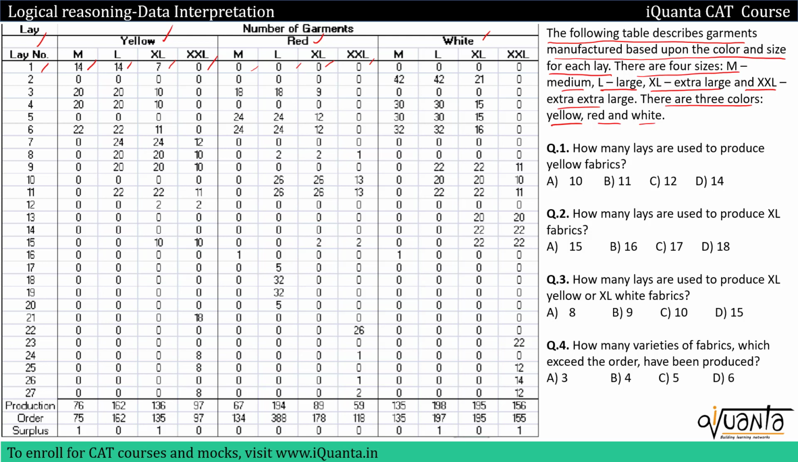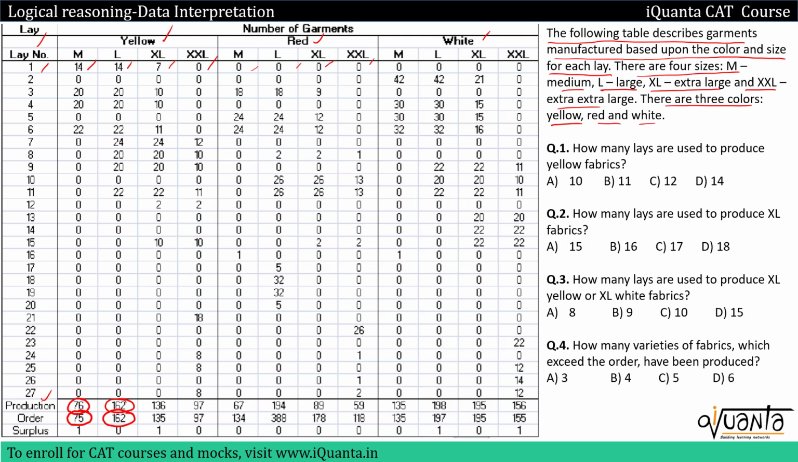Now at the bottom we have the total production. That means total these many, how much? 76 medium sized yellow garments, then 162 large size yellow garments, and similarly for the rest of the colors. We have also been given the ordered number of garments, like 75 medium yellow garments were ordered, then 162 large size yellow garments were ordered, and similarly we can read the data for rest of the colors.